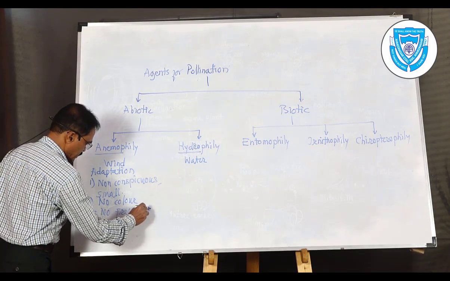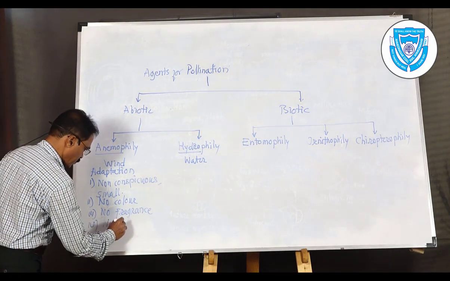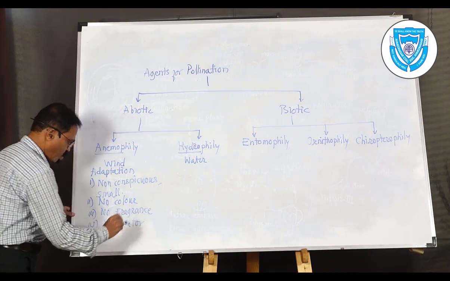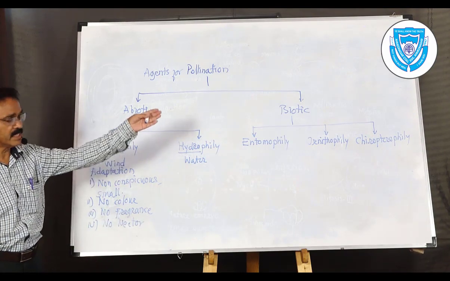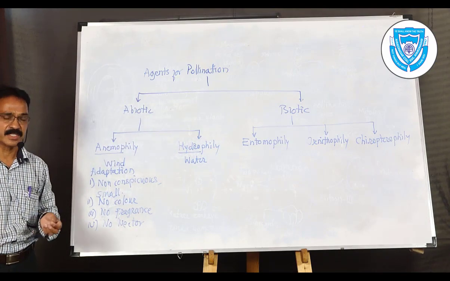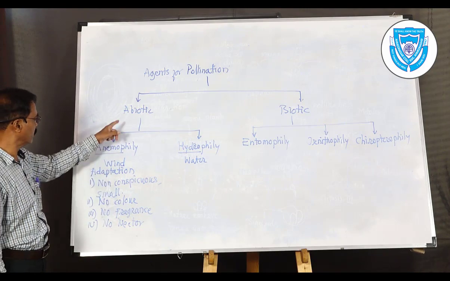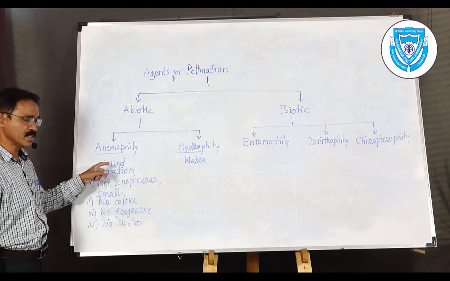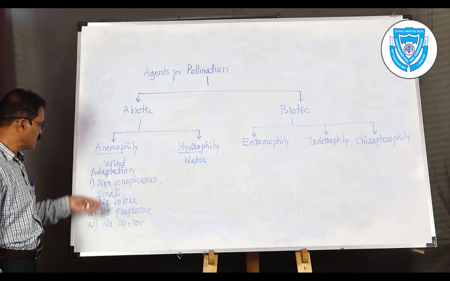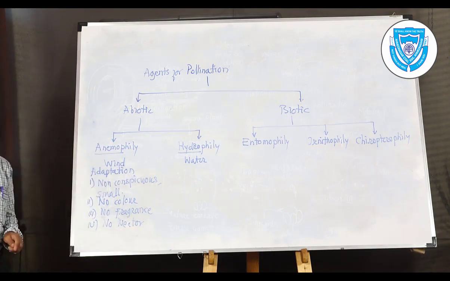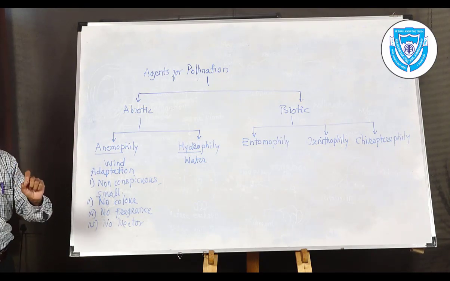No fragrance and no nectar. All these things are required only when the agents are biotic, that is, living things, and to attract them these things are important. But when wind is the agent, which is not considered a living organism, these plants show such adaptations. That means the flowers are very small and non-conspicuous.